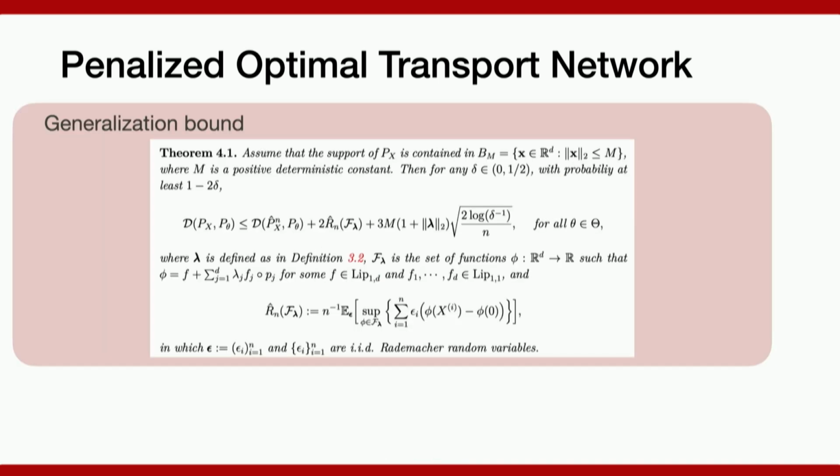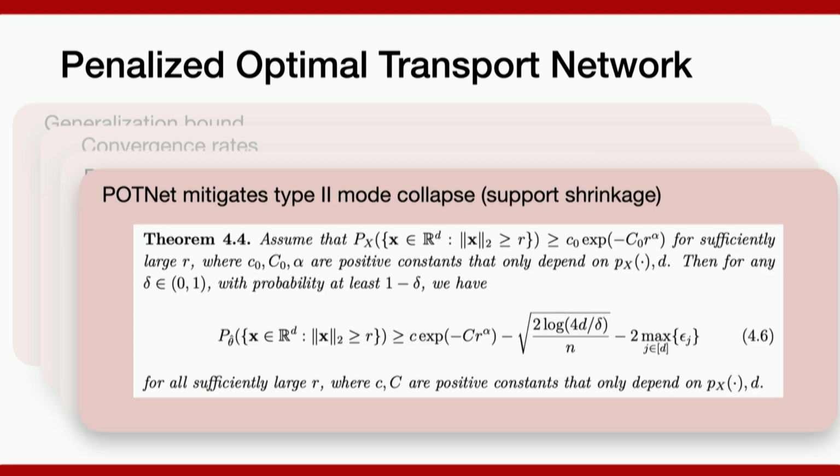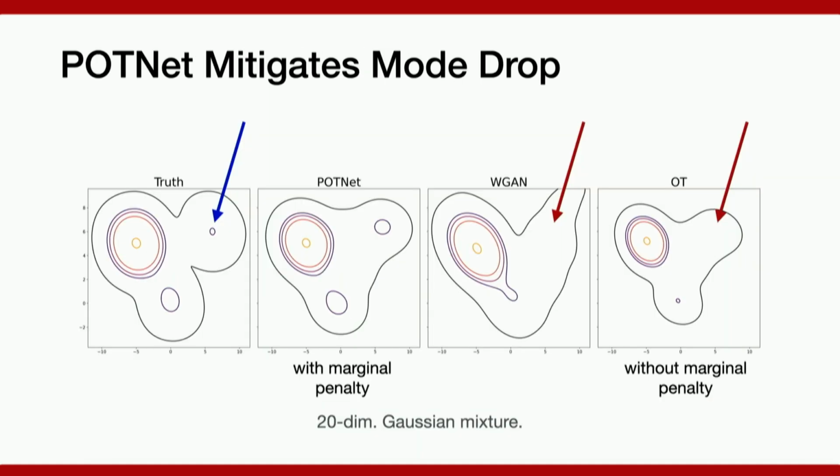So theoretically, we were able to establish guarantees for POTNet. We have a generalization bound, we have convergence rates. We showed that POTNet provably mitigates type 1 mode collapse, which is mode dropping. We also showed that POTNet mitigates type 2 mode collapse, which is support shrinkage. Now let me show you empirical evidence trying to convince you that POTNet actually does mitigate mode collapse.